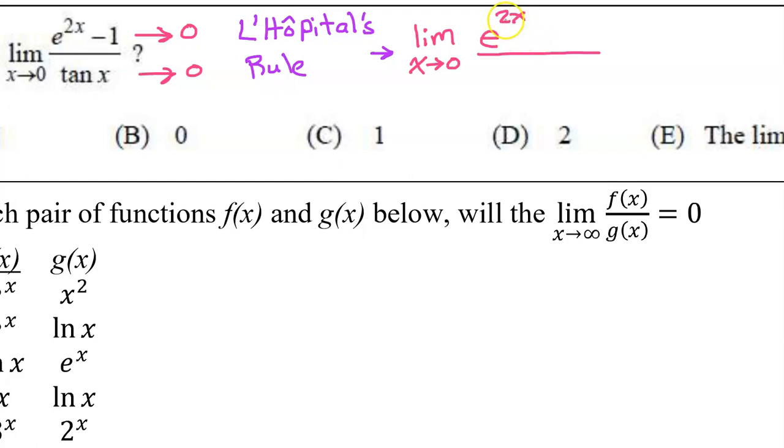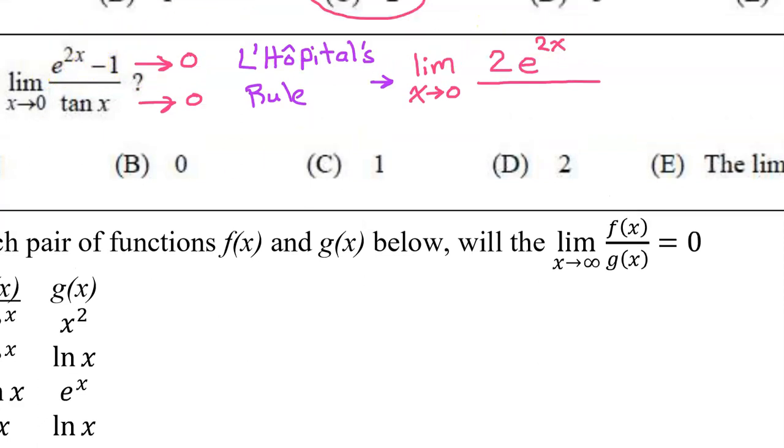But because I have a function inside of a function, I need to use the chain rule and multiply by the derivative of this inner function. The derivative of 2x is 2, so I need to have that. The derivative of a constant is 0, so we're done. We've taken the derivative of the numerator. I think I'll put the 2 in front just for fun. We have memorized that the derivative of tangent is secant squared.